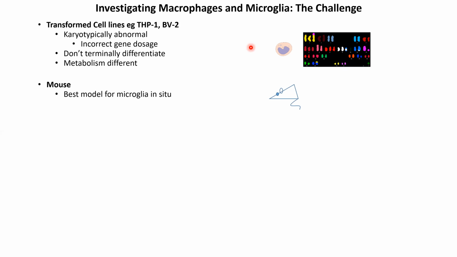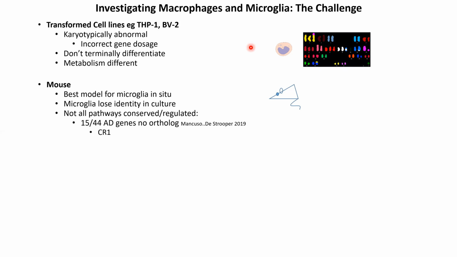The mouse has been a fantastic model, especially for looking at microglial function in situ. But microglia from mice lose their identity as soon as they're taken out of the brain and put into culture. And very importantly, not all of the pathways are conserved or regulated in the same way as the human. So, for example, 15 out of 44 of Alzheimer's genes have no ortholog in the mouse. And an example of this is complement receptor 1.